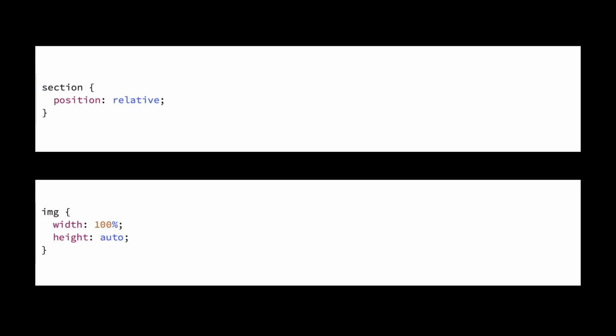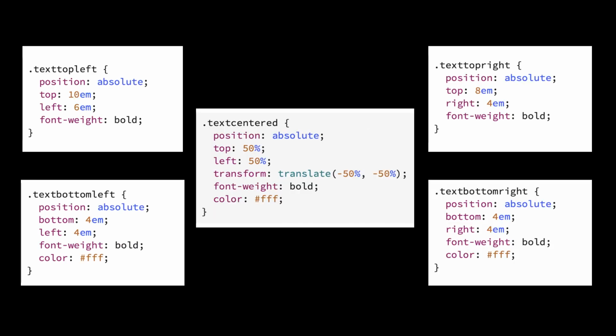Now we can look at the CSS. We see that we have relatively positioned our section element. Our image has a width of 100% and a height of auto. It will be responsive. The image will always be the full width of the containing element. Now we will look at the CSS for each of our labels.